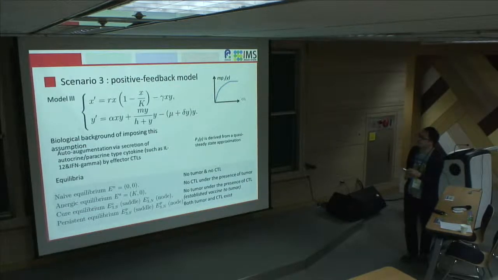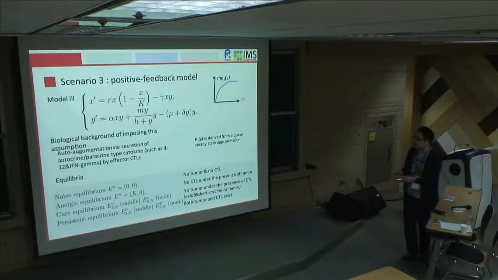And finally, this is the third case. I incorporated the effect of a positive feedback model. This term is derived from another subsystem, that is the interaction between cytokines and the CTL. The cytokine is produced from CTL, and the cytokine increases the production rate of CTL. So there is some kind of positive feedback. This is also known as autocrine or paracrine interaction.